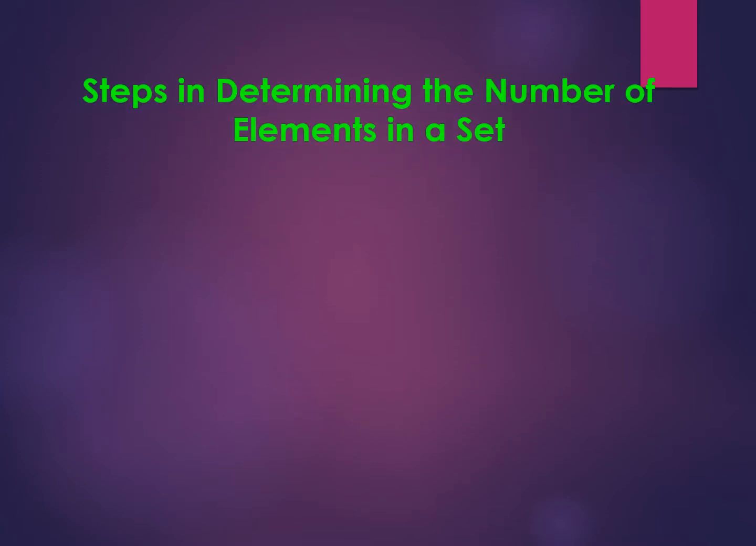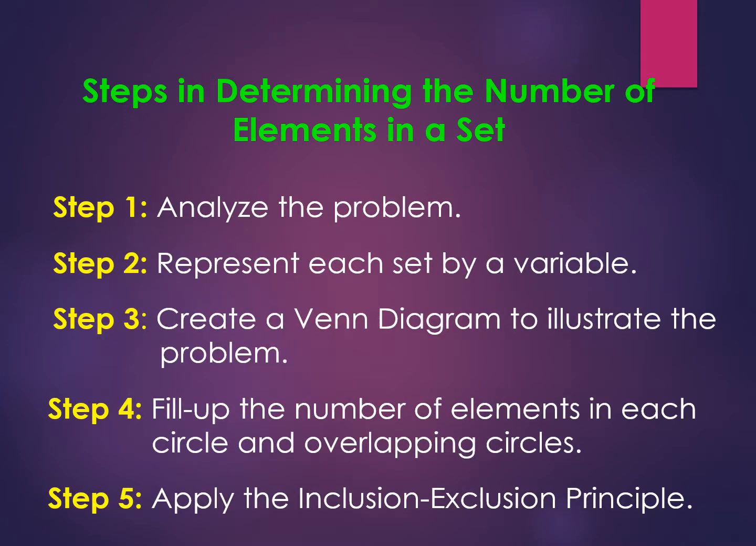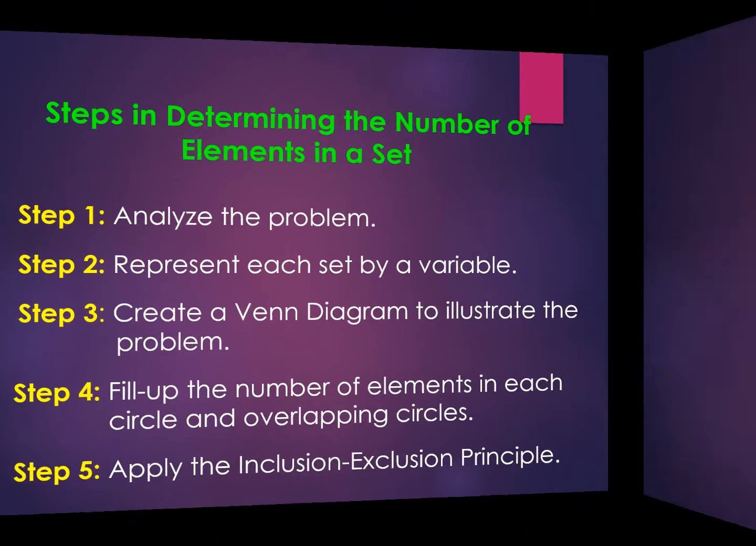Steps in determining the number of elements in a set. Step 1: analyze the problem. Step 2: represent each set by a variable. Step 3: create a Venn diagram to illustrate the problem. Step 4: fill up the number of elements in each circle and overlapping circles. Step 5: apply the inclusion-exclusion principle.